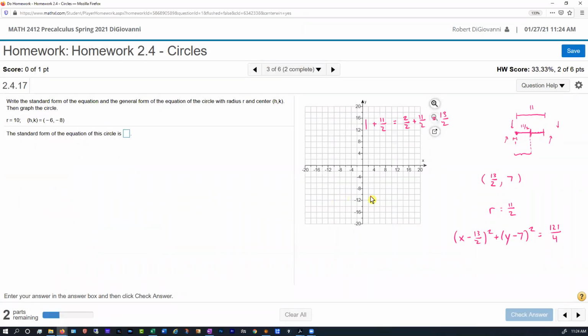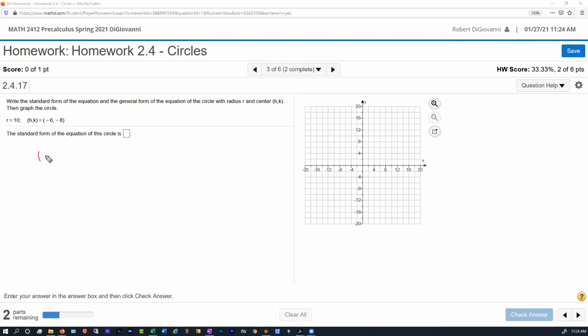Next question, clear this out. Okay, write the standard form of the equation and the general form of the equation with this given radius and center. So let me do this. First thing, I'm going to write it in the standard form, which is just x minus -6, which is x + 6, squared, plus y minus -8, which is y + 8, squared, must equal the radius, which is 10 squared, which is 100. So that's our standard form.